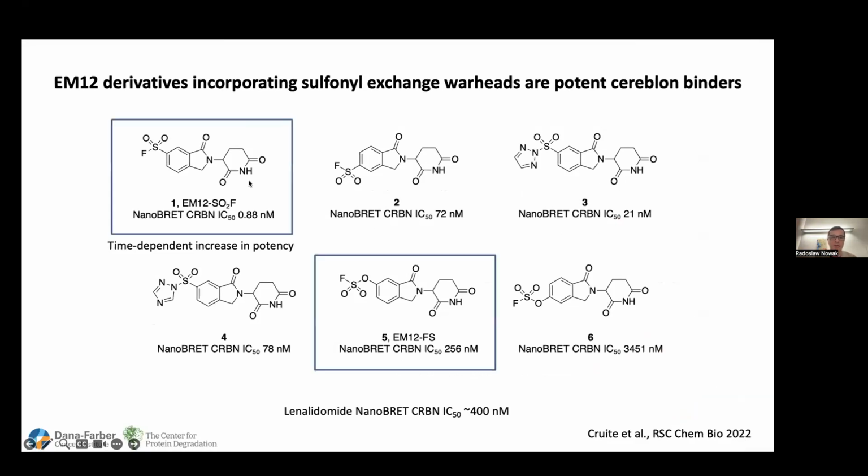And here I wanted to draw your attention to two sets of scaffolds. One of them is a sulfonyl fluoride molecule, and the other one is fluorosulfate. Fluorosulfates happen to be significantly less reactive than sulfonyl fluorides, but if you look at a NanoBRET engagement assay across the whole family of these compounds, they happen to be very potent engagers of cereblon. And in this particular case, the sulfonyl fluoride molecule happens to be a sub-nanomolar engager of cereblon.